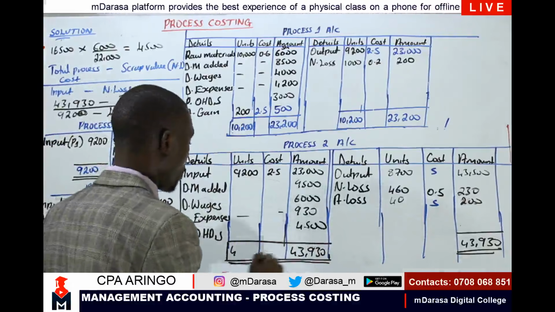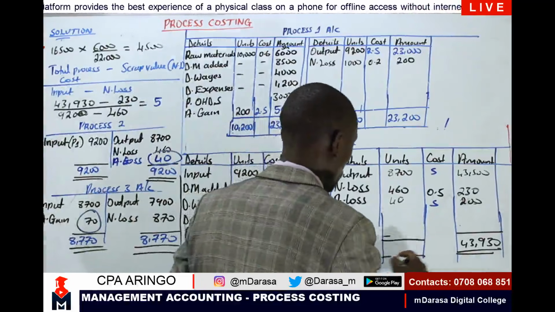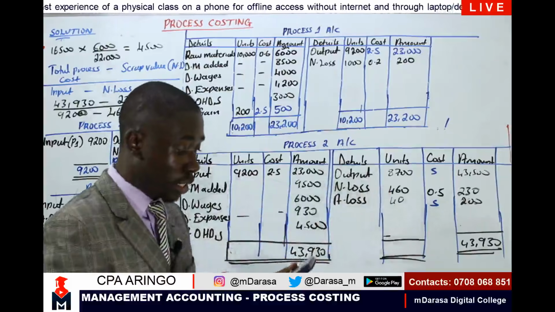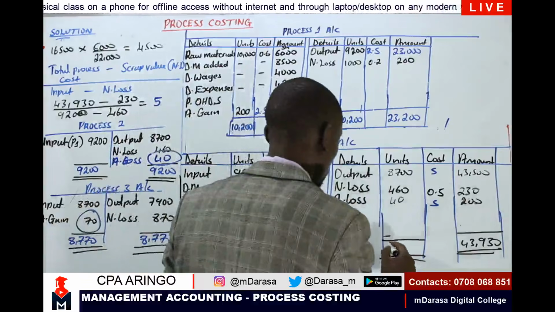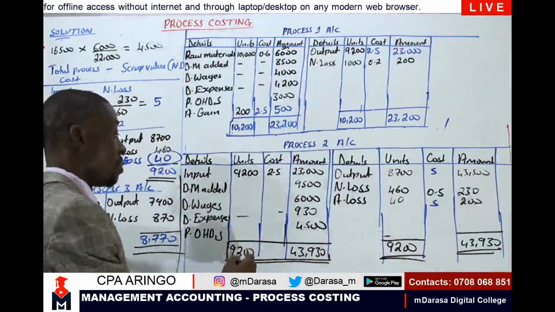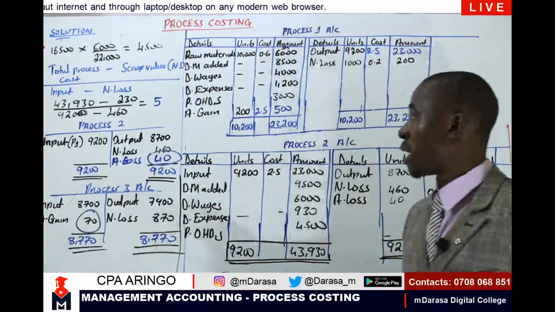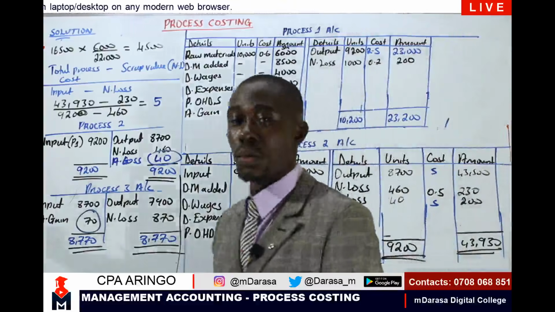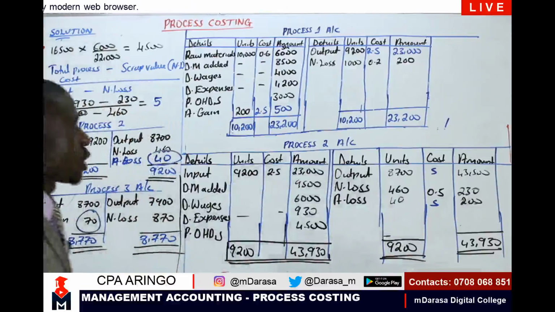43,930. What about the number of units, my good students? The number of units here, I'm having 8,700, correct? We add 460, correct? We add 40 to give us 9,200 units. In the same case here, 9,200 units. Remember, we noted that this process cost account should just be a self-balancing account.